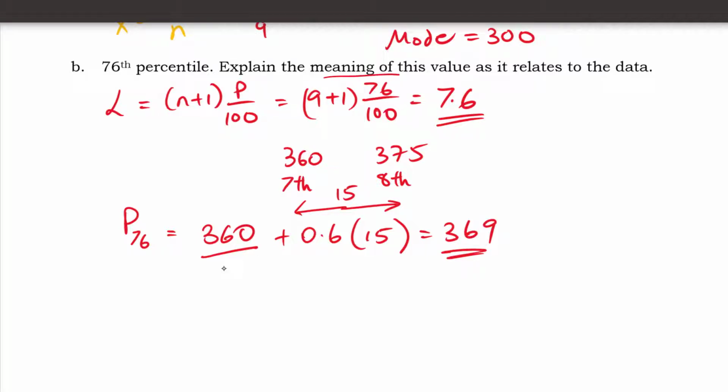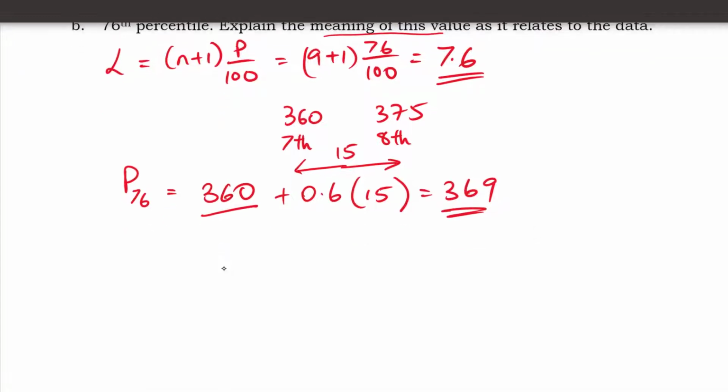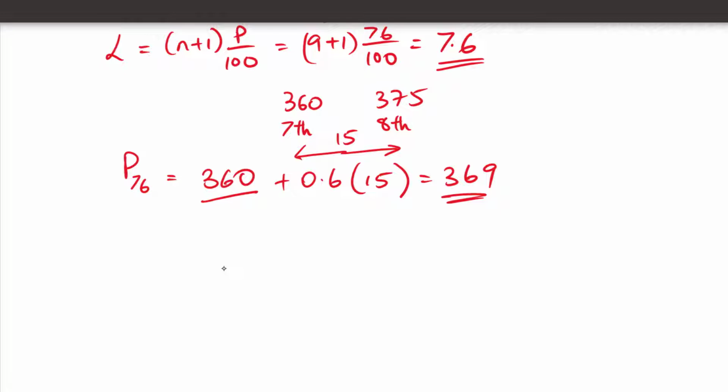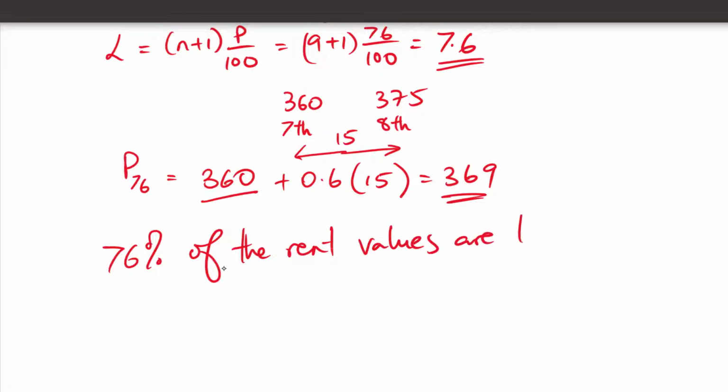And what does this mean with respect to the data? Now, these are rent values. So the amount of rent was what was given to us at the beginning. So we can say that 76% of the rent values are less than $369. That's pretty much how to explain that.